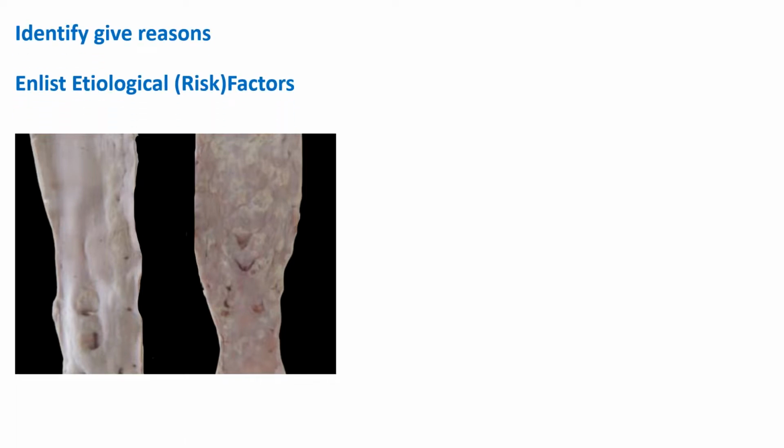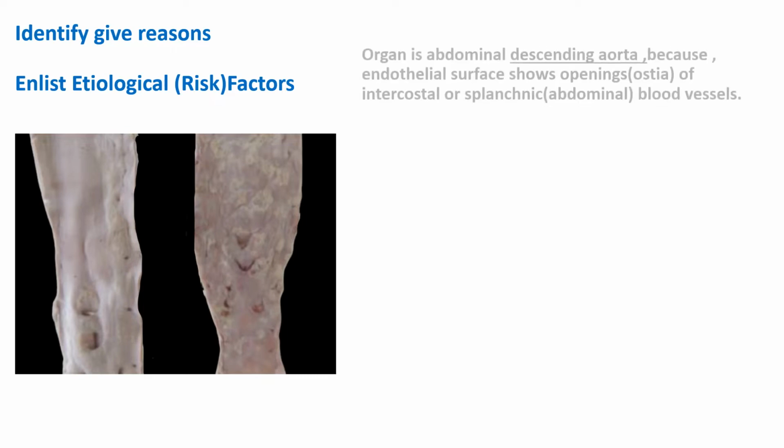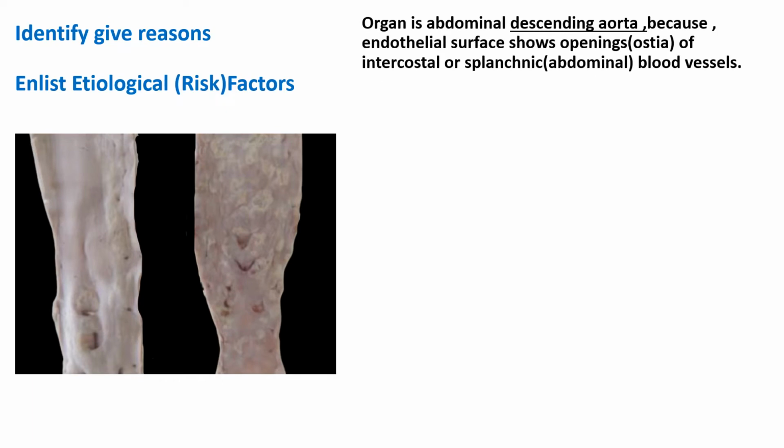Now this is the specimen first. Look at the specimen, identify and give reasons, and enlist the etiological factors or risk factors for this lesion. Now this organ is abdominal aorta or descending aorta because the endothelial surface, if you see here carefully, there is the opening of the vessels. These openings may be from the intercostal blood vessels if it is the thoracic part of the aorta, and splanchnic blood vessels if it is abdominal component of the aorta.